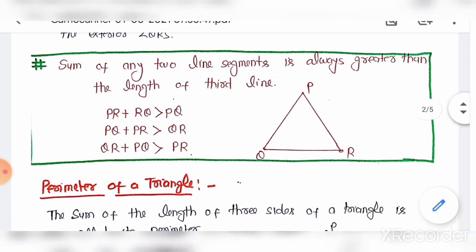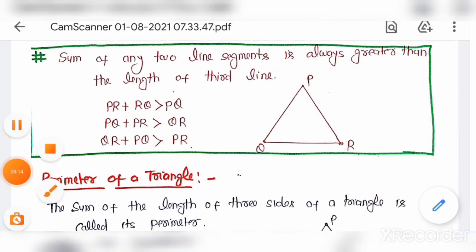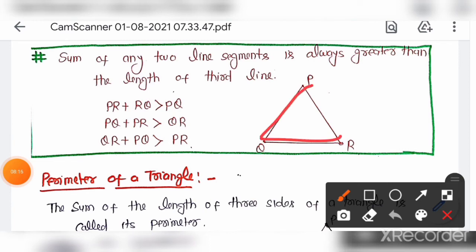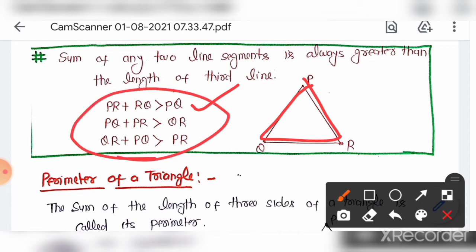So first of all, take the triangle PQR. There are three line segments: PQ, QR and RP. The sum of any two sides is always greater than the third side. Check it: PR plus QR is greater than PQ, the second is PQ plus PR is greater than QR, and the third is QR plus PQ is greater than PR. So it is a very important property related to a triangle. Okay, now clear this property.